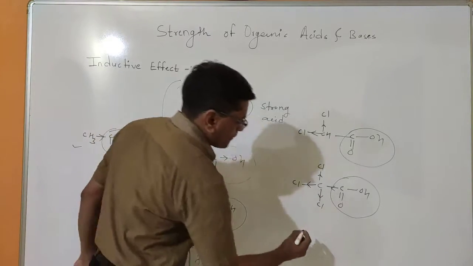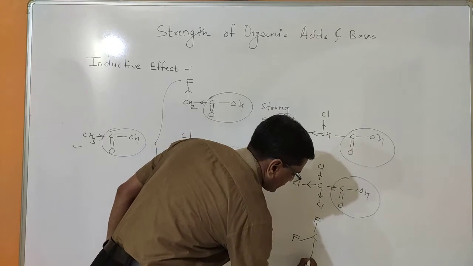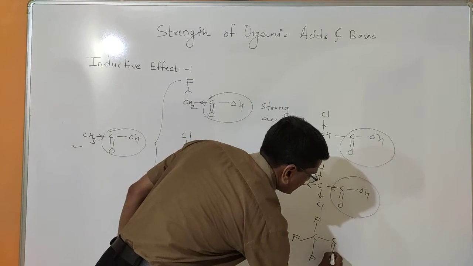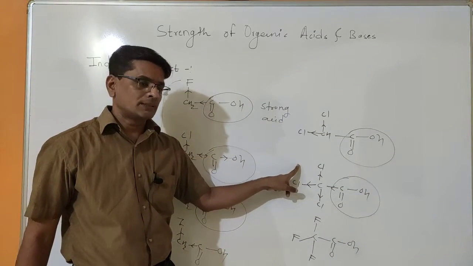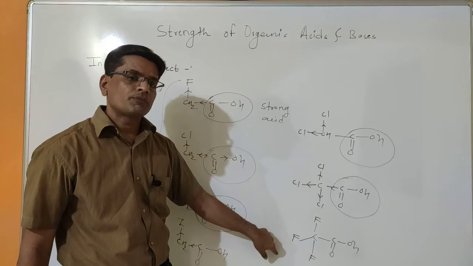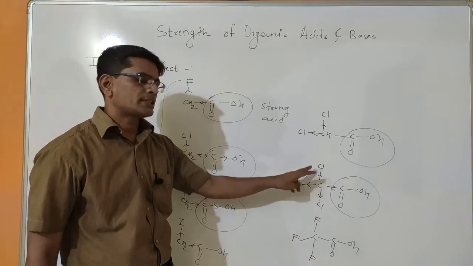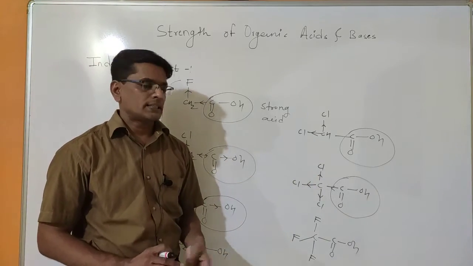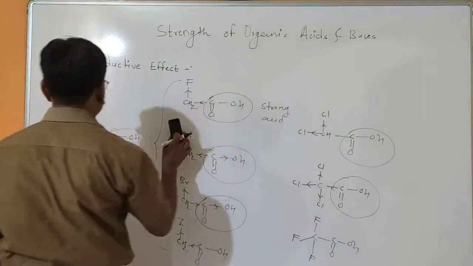And when we compare trifluoroacetic acid, trifluoroacetic acid is still a stronger acid as compared to trichloroacetic acid, because fluorine is more electronegative than chlorine. So the electron withdrawing inductive effect of fluorine is stronger as compared to trichloroacetic acid. Now further we will discuss one more example.